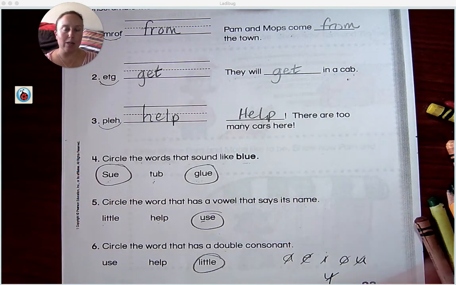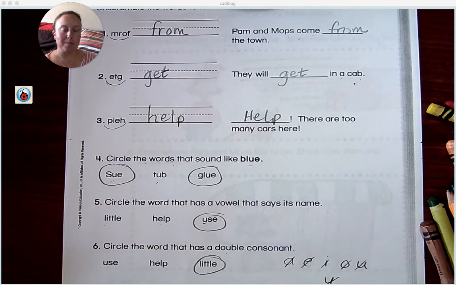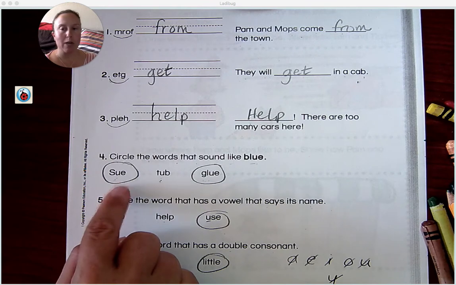Okay, here are the answers. You can pause it so that you can check yours. Make sure you don't get tricked by number 4.